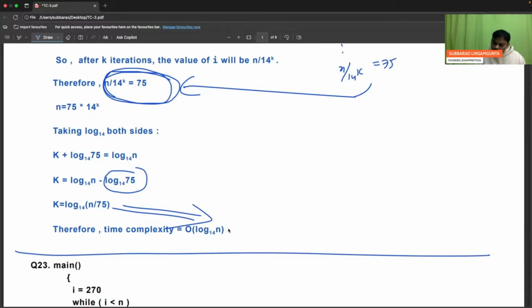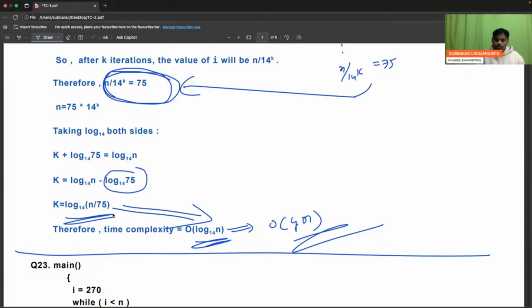And one more thing, anyhow 14 is a constant, no need to bother also. If this is there in the option, you select. If not there, you can simply write like this also. Log n, that's it. Forget about base. So question number 22, answer is log n. If anyone asks you to say the base also, then log n base 14. If anyone says I don't want log n base 14, can you say one more step before? Then say this: log n by 75 base 14.